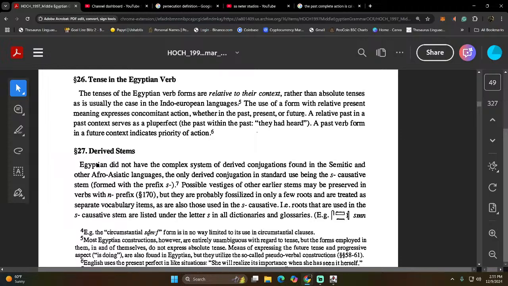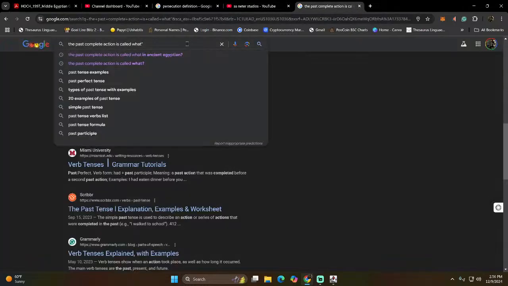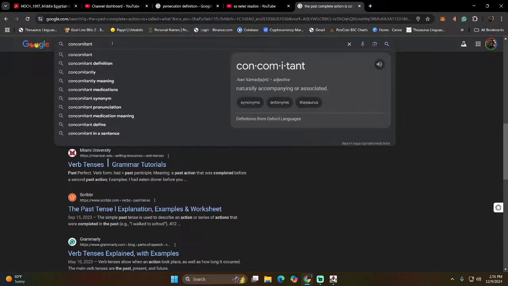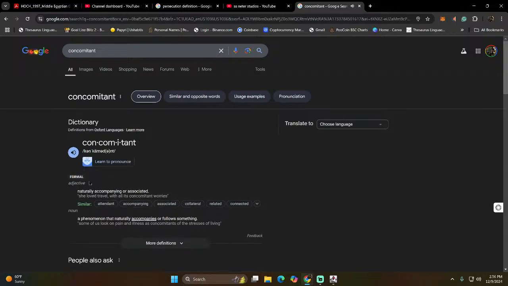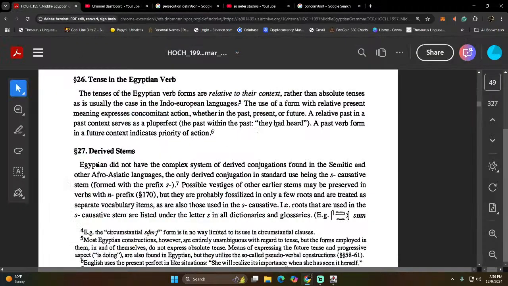It says the use of the form of the relative present meaning expresses concomitant action. I gotta see what that's at. I hate when I do that. Concomitant. All right, you can go and write it in the chat while I look it up. Concomitant. Naturally accompanied or associated. Thank you. Action, whether in the past, present, or the future.